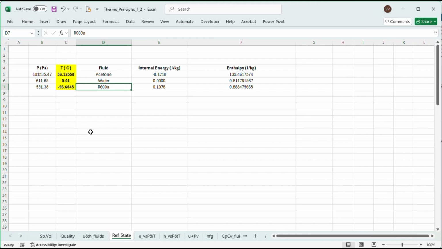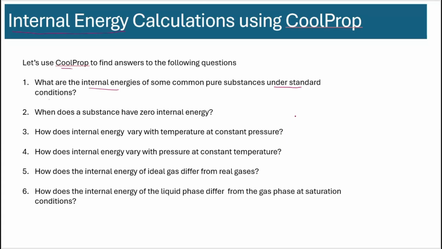All right. I believe this is the boiling point of acetone, if I'm not mistaken. And for water, it's actually the freezing point. And this could be closer to the freezing point of R600A. I'm not 100% sure. But these are the values chosen, at least in CoolProp. All right. So now we have answered the question of when does the substance have zero internal energy. It's at reference points, right?